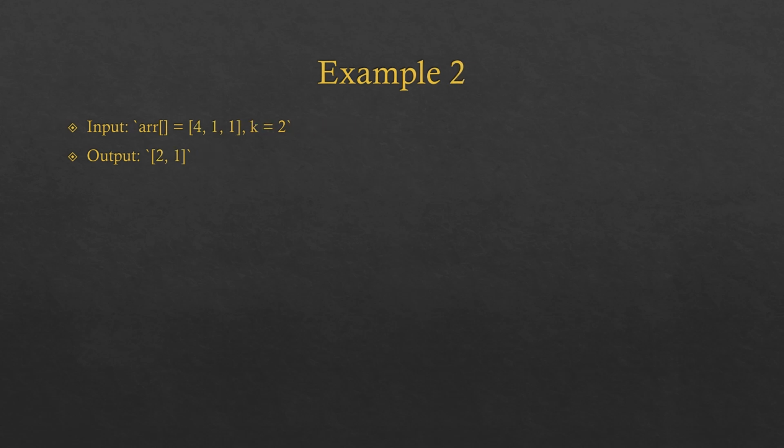Here's another example with the input 4, 1, 1 and k equals to 2. In the first window, we have 4, 1 which has 2 distinct elements. In the second window, we have 1, 1 which has only 1 distinct element. In this case, the array is 1, 1, 1, 1, 1 and the window size is 3. For all windows in this array, there is only one distinct element. So the output is 1, 1, 1.